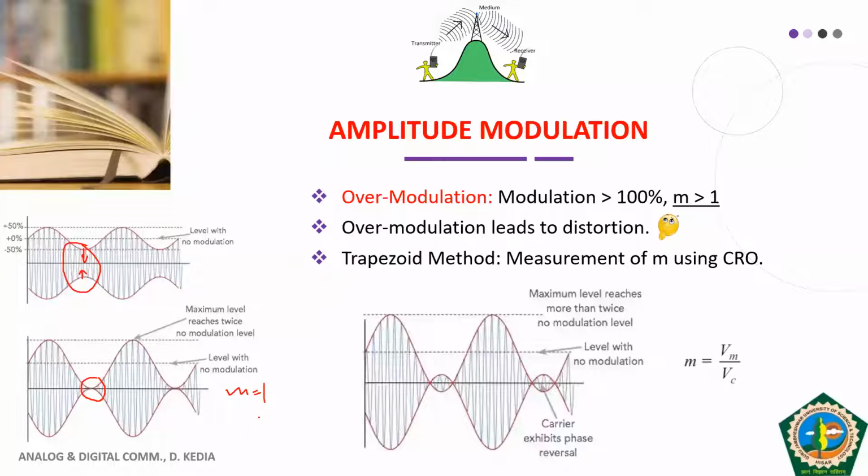And what happens if you further increase the amplitude of the modulating signal? Then your m becomes greater than 1. Then what will happen?